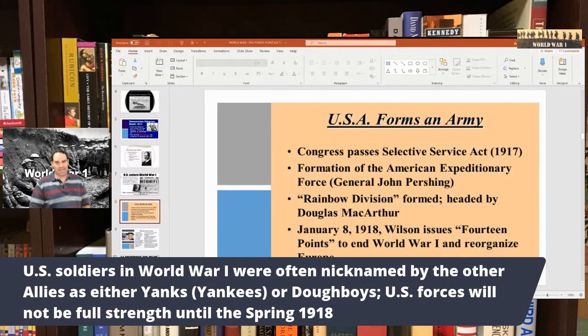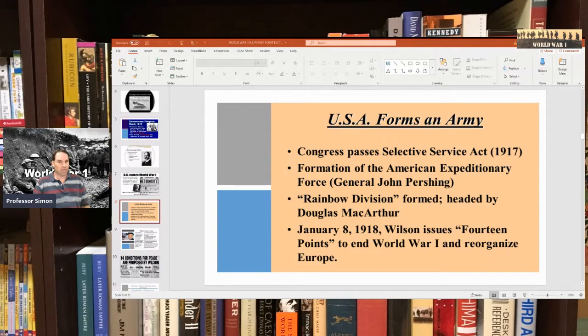But like I said, U.S. strength doesn't really get enough forces over there to fight with the Allies till the spring of 1918. But I think by that time, we got 2 million troops or more that eventually get over there fighting the war. And it's a major reason why the Germans end up losing the war, because of U.S. involvement and all that.